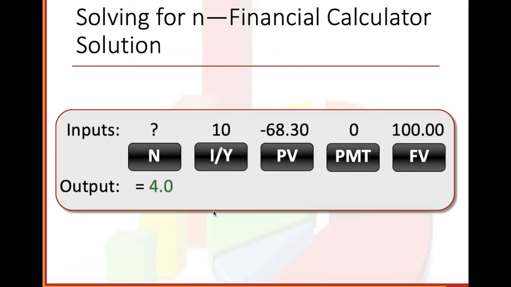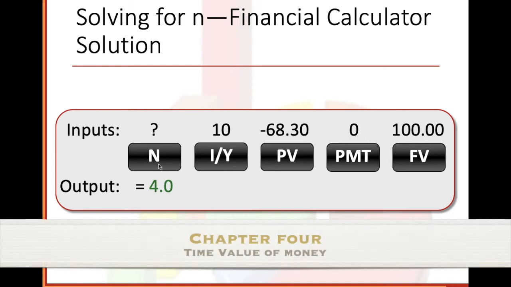So on our calculator, our n, we don't know it. Interest is 10%. Our present value is going to be minus $68.30. Our future value is going to be 100, and our payments are going to be 0. So when we put that in and we're solving for n, we'll get 4.0. So it'll take 4 years to get to that amount, starting at $68.